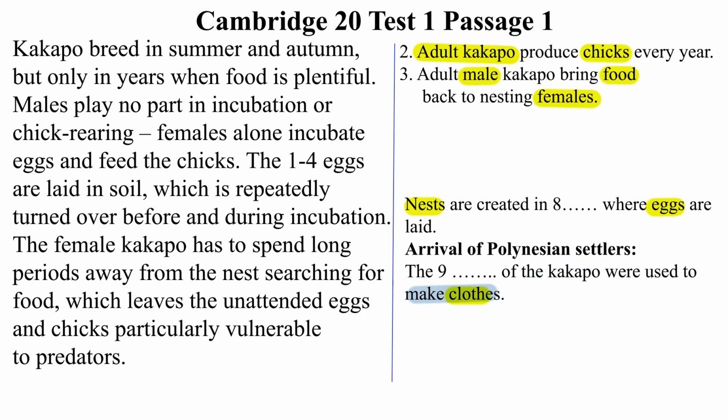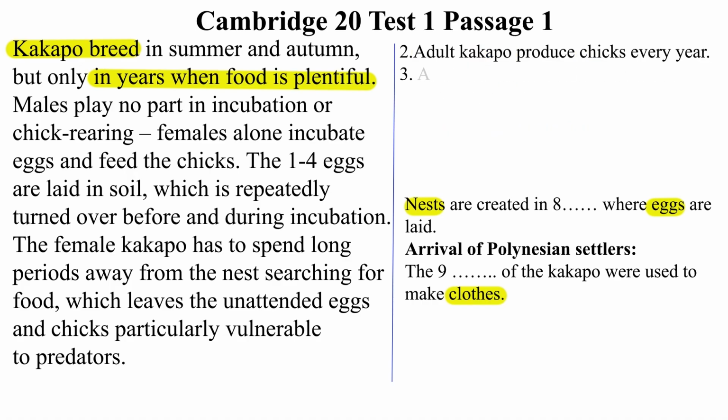Here the keyword is clothes, and the target is used to. Kakapo breed in summer and autumn, but only in years when food is plentiful. Here breed is connected with produce. Question number 2: in years means every year, but only in years when food is plentiful means they do not produce every year. So the answer to question number 2 is false.